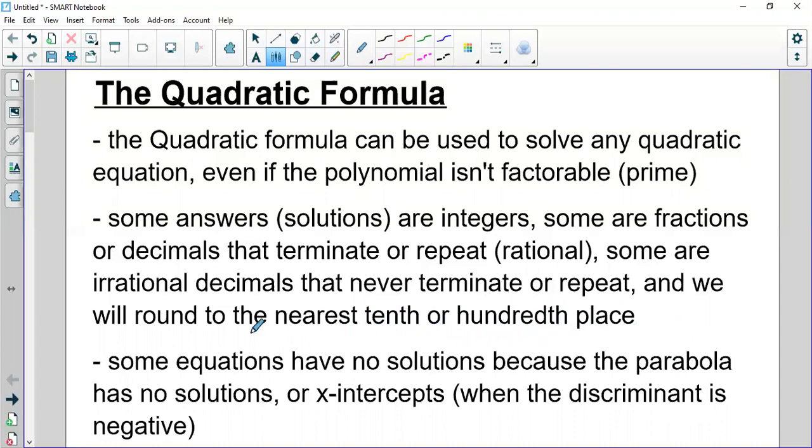And you're going to find out that some equations have no solutions at all, because a parabola has no solutions, or x-intercepts. You've seen that when the discriminant was negative. Discriminant is negative, you have no solutions. We talked about that last week. So the discriminant is actually going to be part of our quadratic formula. So without further ado, let's take a look at the quadratic formula.